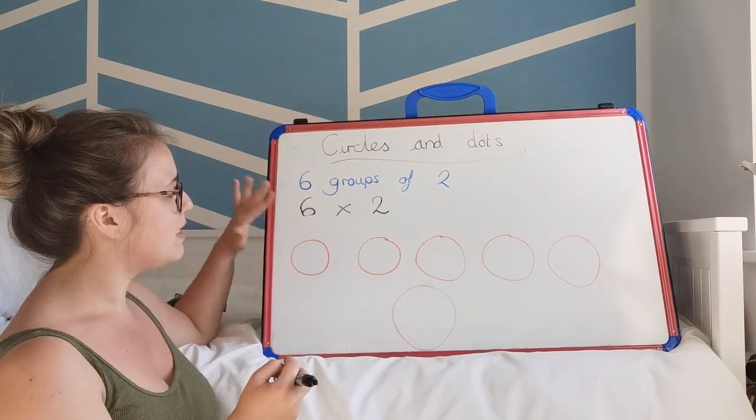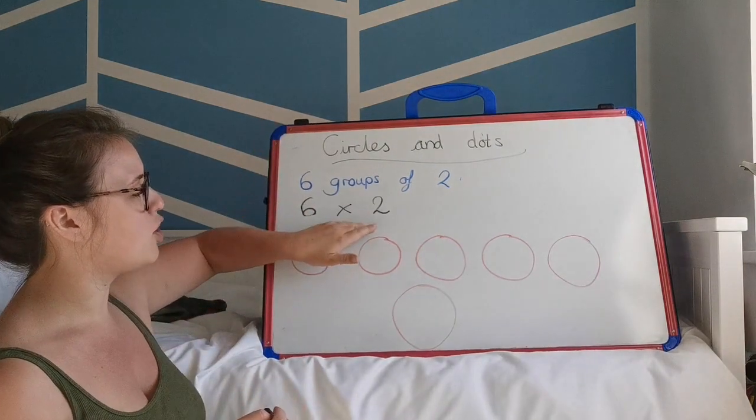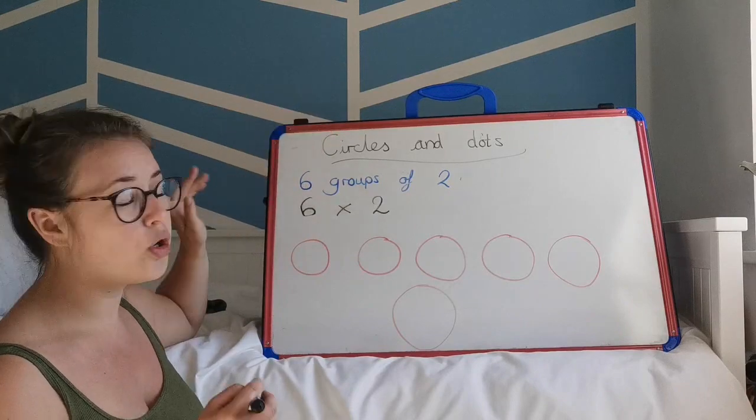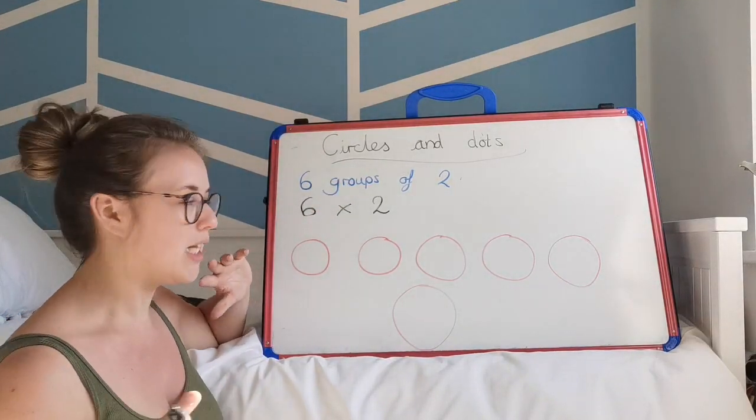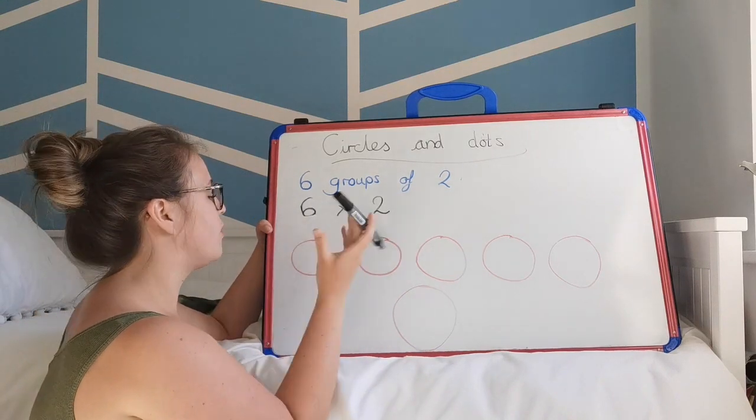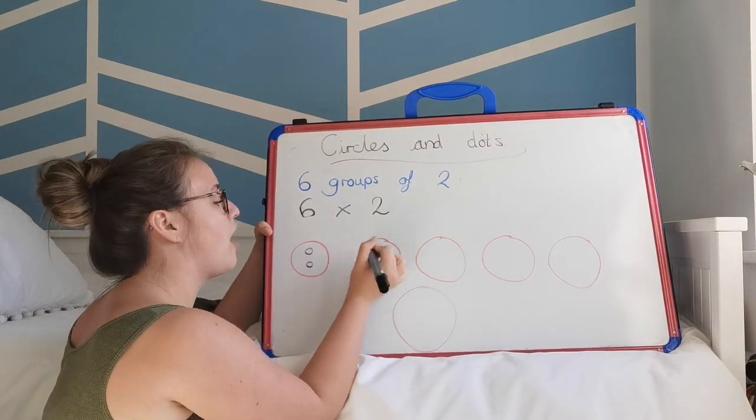So here I've got my 6 groups, and in each group I need 2 because it's 6 groups of 2. It's not 2 groups of 6. Okay, 2 groups of 6 would look very different. So 6 groups of 2, so that means in each group I need 2.